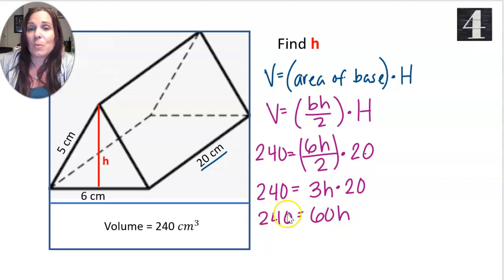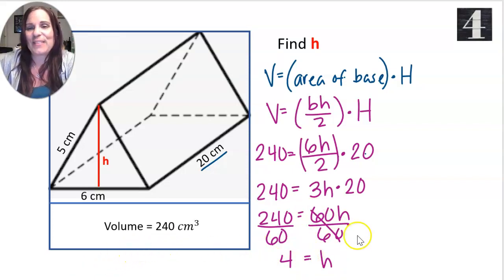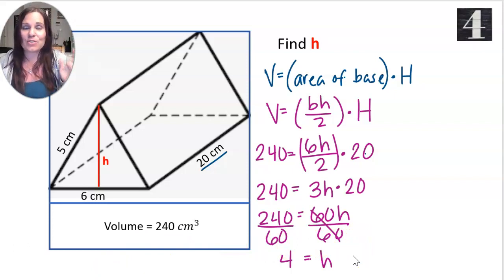And then I've got one last step, and that is to divide by 60. And that gives me that h is 4. Right? Good? Okay. So that's what I was looking for. I was looking for the height of that triangle on the base, right?